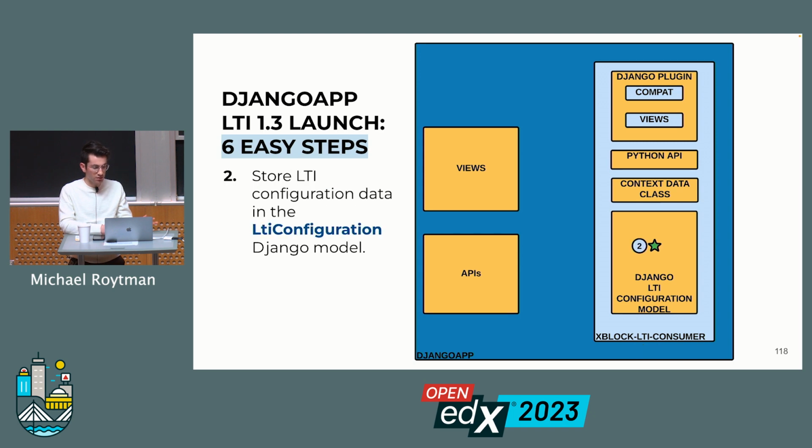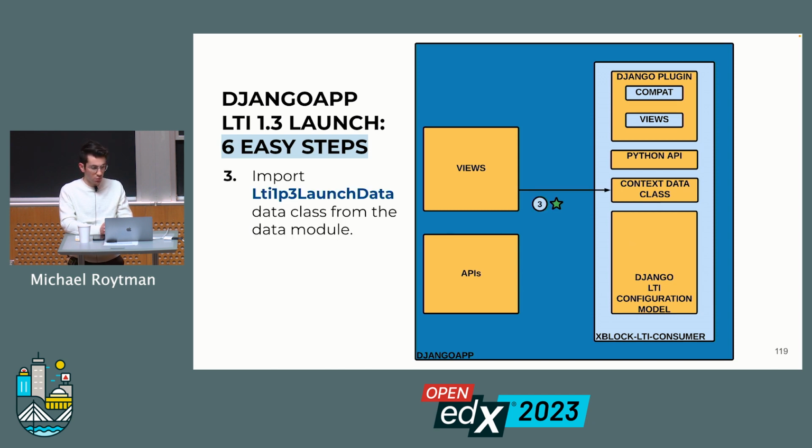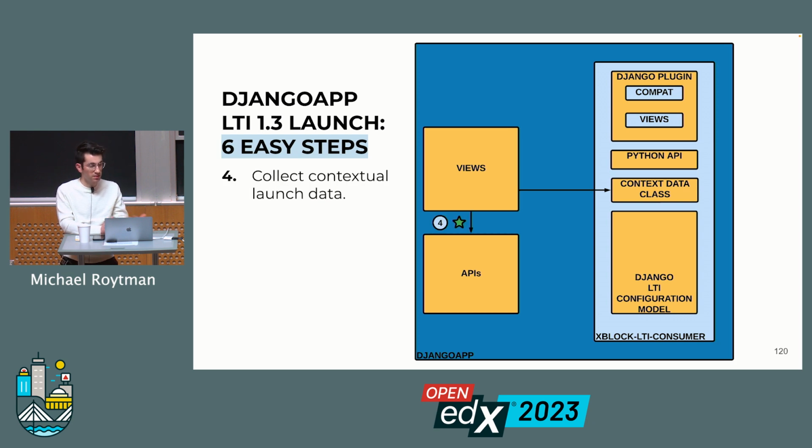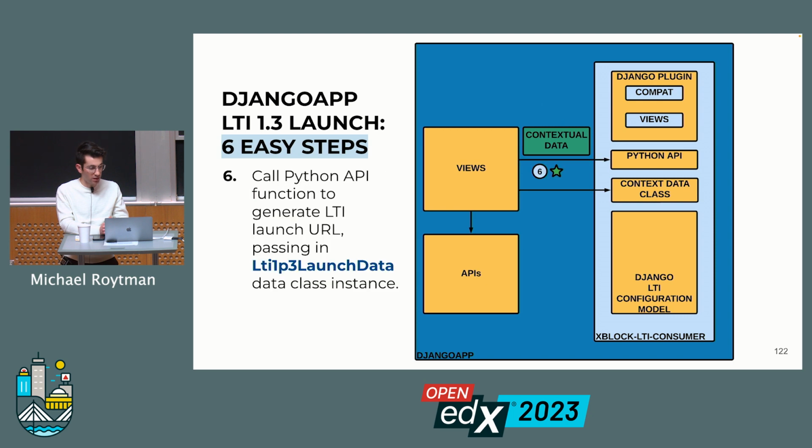The second step is actually to store your configuration data in the model, either manually, that's what we're doing with proctoring because we only have one integration plan so far, or programmatically. Then from your backend for front-end view, whatever's generating the launch URL, you'll import the data class, get your contextual data, instantiate the data class, and then pass that to the Python API function to generate your launch URL.